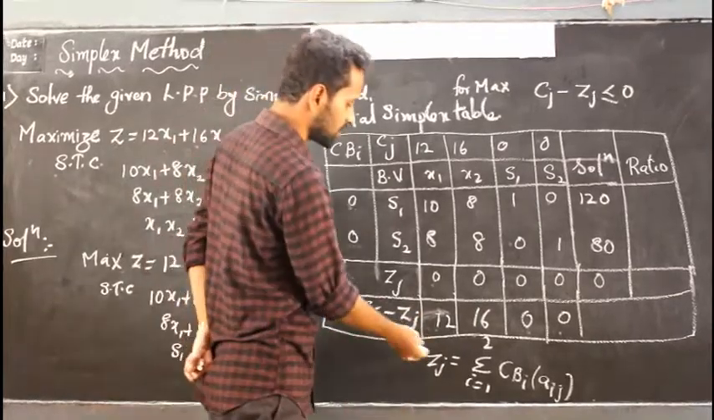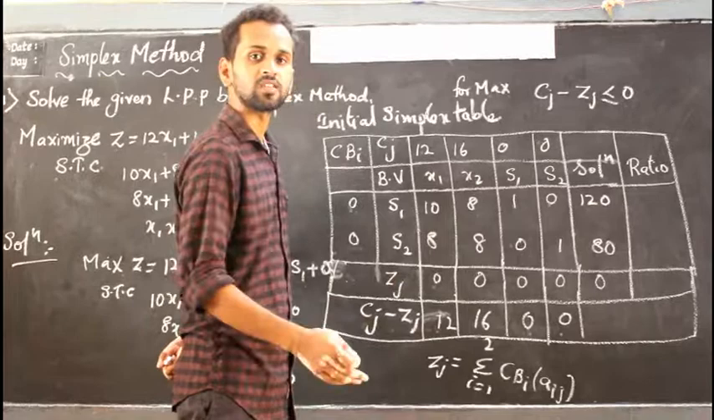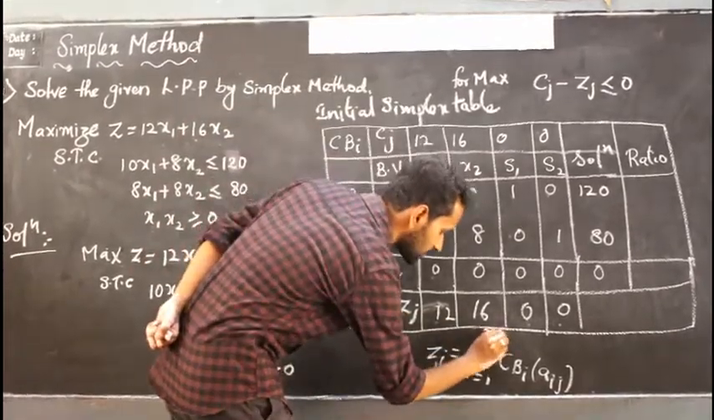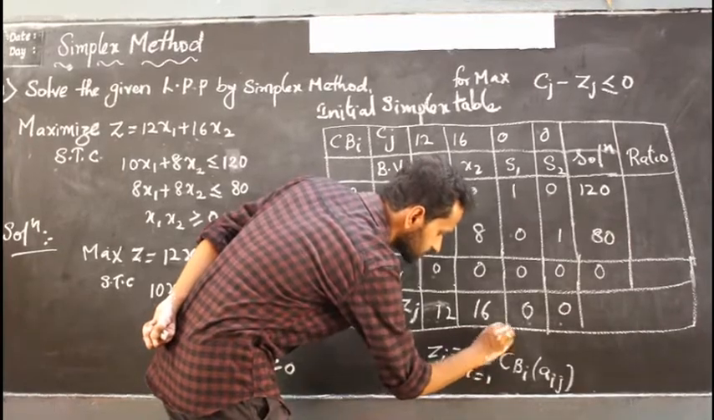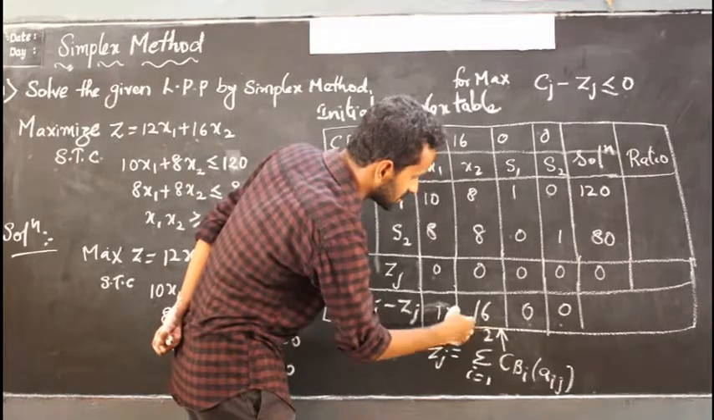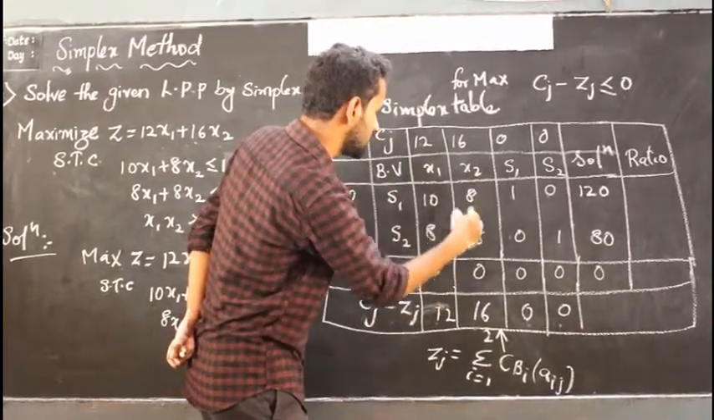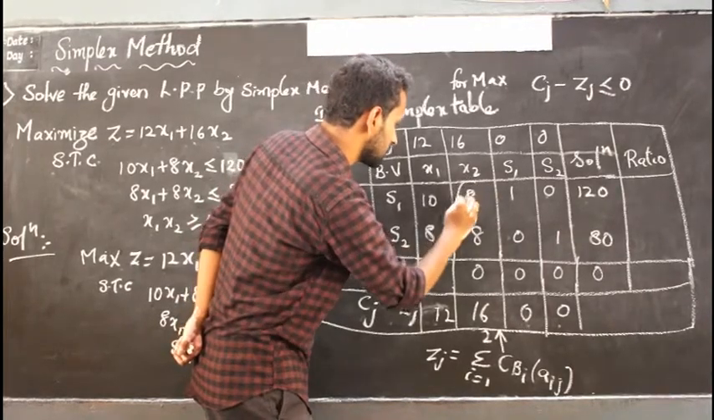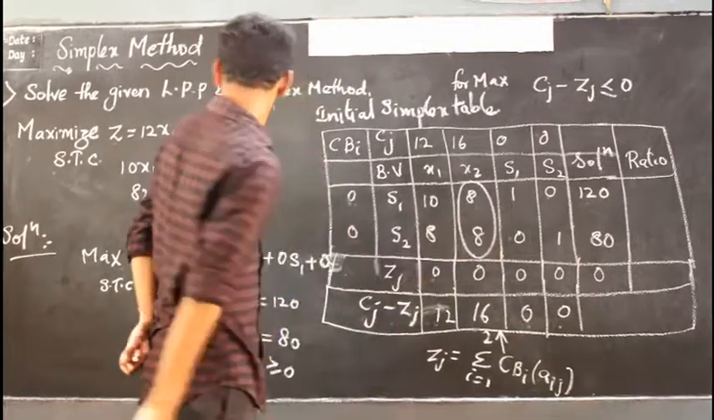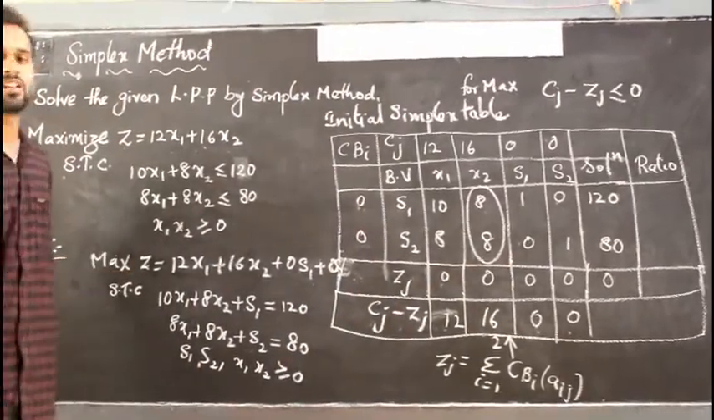So I must consider the largest positive value in Cj minus Zj, which should be newly introduced to the system. I give an arrow mark here. That means I need to consider this 16. If I consider the 16, this entire column, x2 with 8, 8, ultimately becomes the key column. You get that?